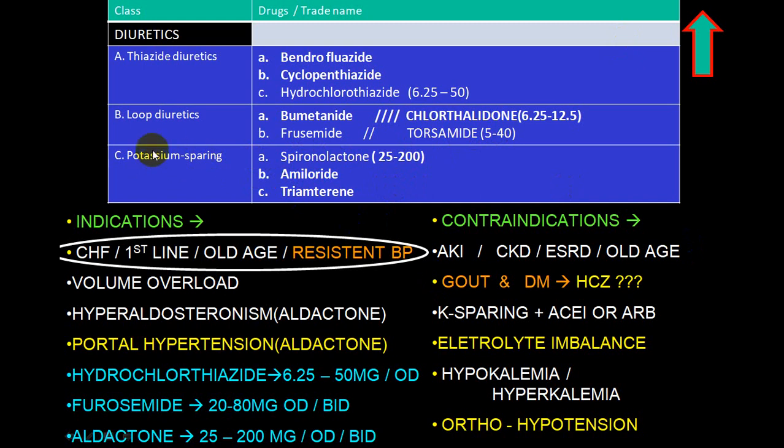But whenever you are using this, always keep in mind, whenever potassium sparing diuretics are utilized along with an ACE inhibitor, so if an ACE inhibitor is given and diuretics are given, keep a watch on potassium. So that should be there. In any person who has got a volume overload, a diuretic is the drug of choice. Hyperaldosteronism, spironolactone is the drug of choice.